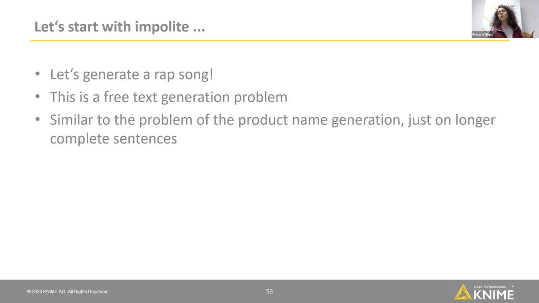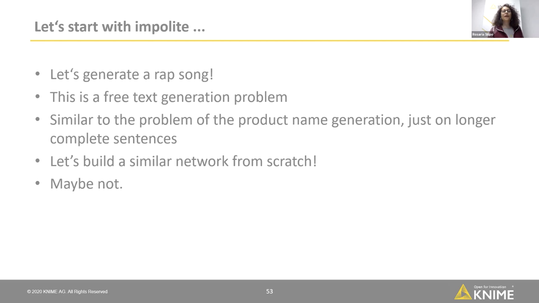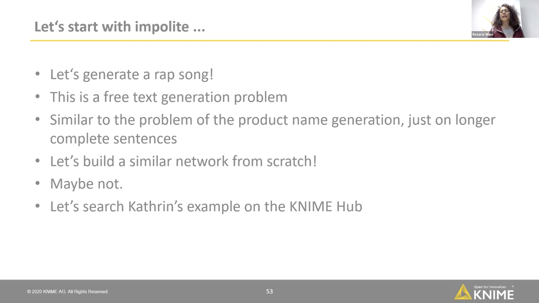So I can start and build a similar network from scratch like the one that I had before for the generation of mountain names. But since I like to recycle stuff that already exists and is available on the internet, I know all of you do that, I started searching for Kathrin's example on the NIME Hub. So let's find it, let's download it, and then let's readapt the workflow for my own rap song generation rather than something else.